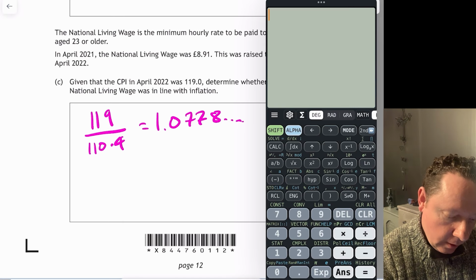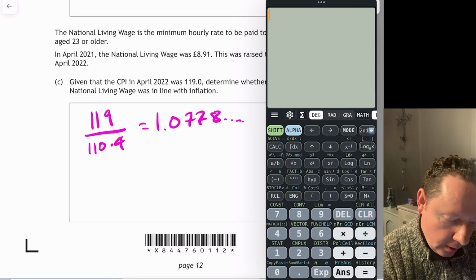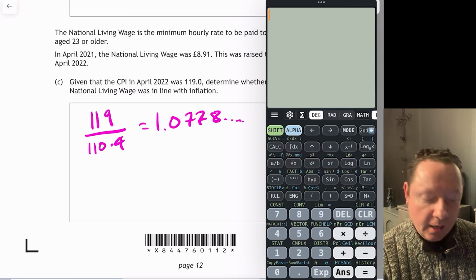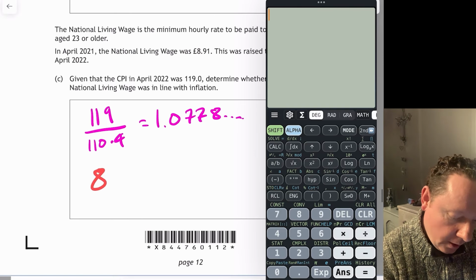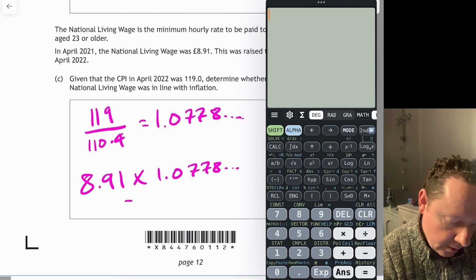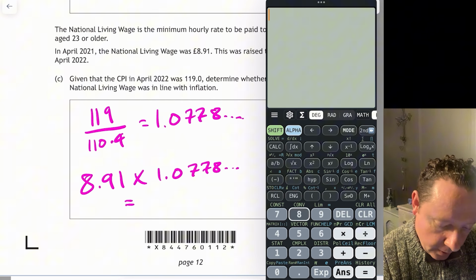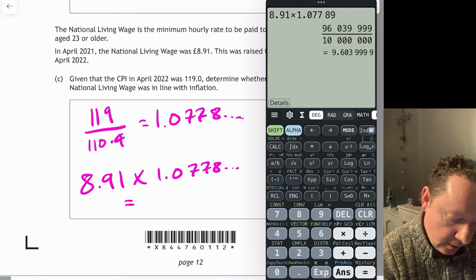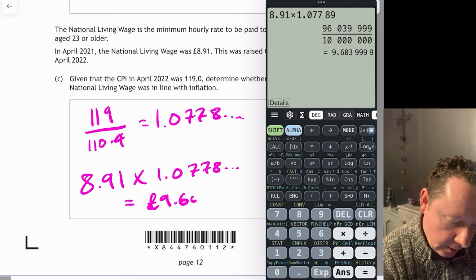So the national living wage was £8.91 and it's been raised to £9.50. So you could compare the fractions, or you could just take £8.91 and calculate what it should be. So times 1.0778. So £8.91 times 1.0778 is £9.60 roughly. £9.60 is what it should be.